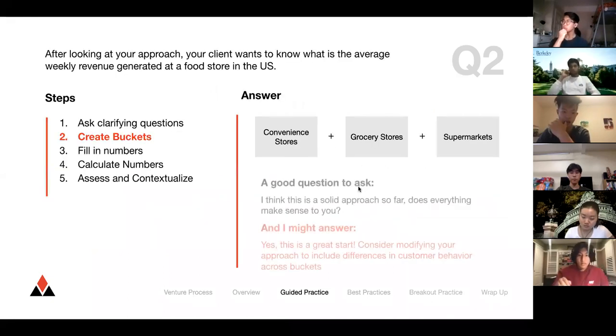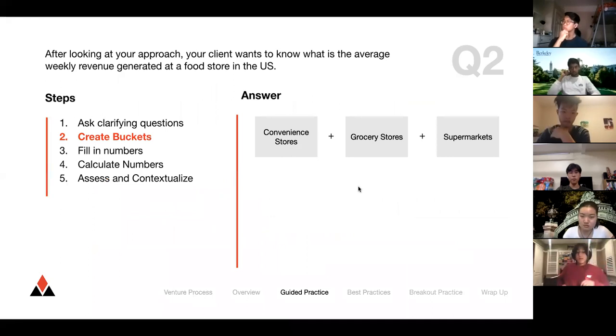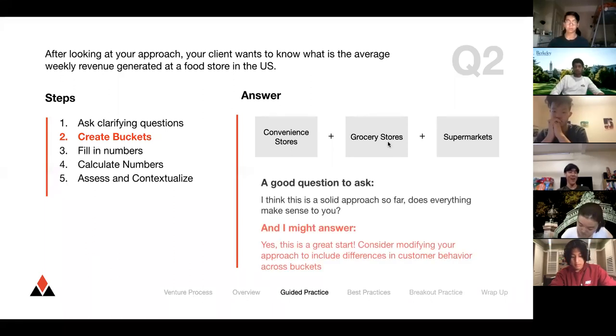So moving forward, here's an example of what buckets we might use for this. We're going to say convenience stores, grocery stores, and supermarkets are our three types of food store in this country. Again, there are lots of different ways to do buckets. And so a good question to ask would basically be, hey, these are my three buckets right now. Does everything look good to you? And I'm going to say, yeah, these are the three things we care about.